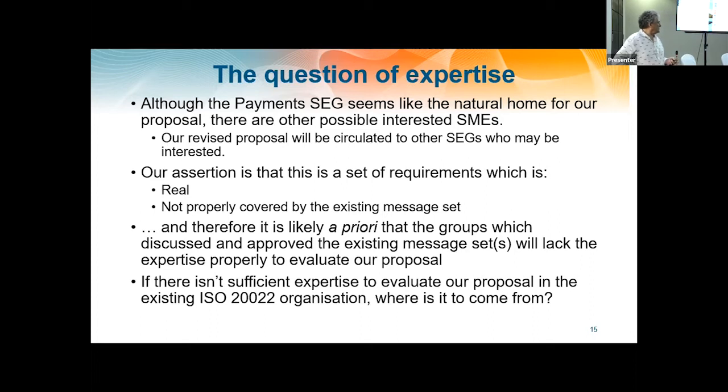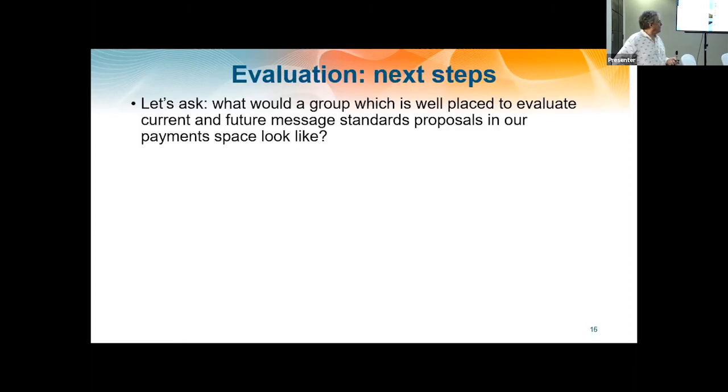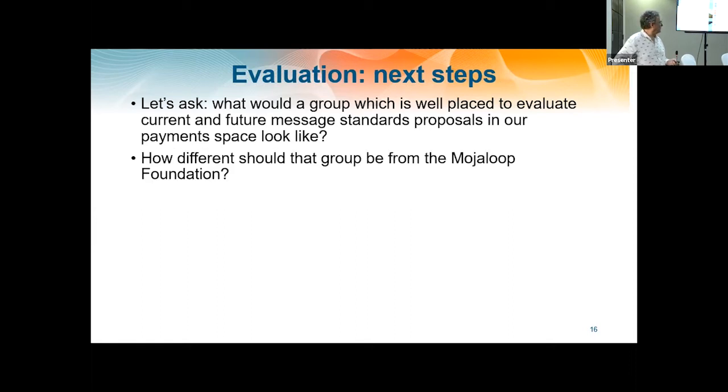So if there isn't sufficient expertise already there, where is it to come from? And when we ask, what would a group that would be good at evaluating our proposal look like? One answer might be, well, it would look very much like the Mojaloop Foundation, which is a set of people with, I look around the room and I see people who have deep and extensive experience in the design and implementation of interoperable payment systems in emerging markets, which is what we want to do. When I look around the standards evaluation group in ISO, I don't see too many people like that.